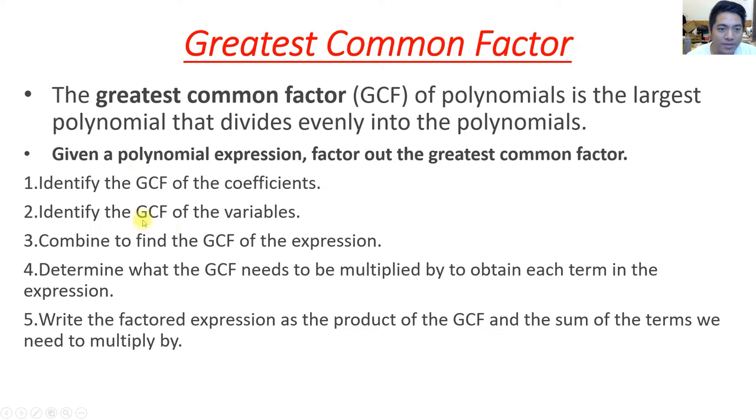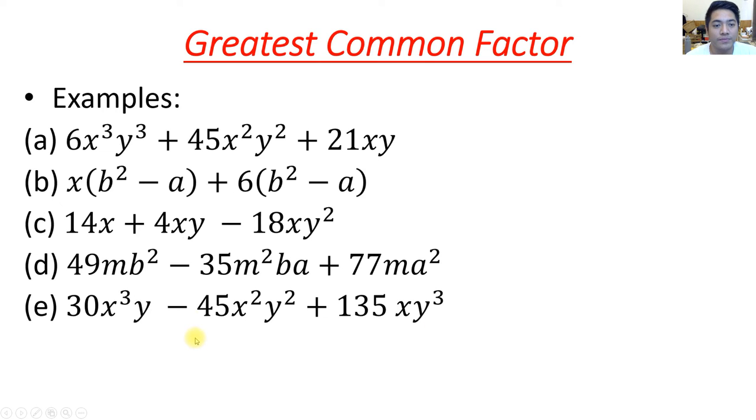So, here are the steps in factoring out the greatest common factor. We have to identify the GCF of the coefficients, identify the GCF of the variables, combine to find the GCF of the expression, and determine what the GCF needs to be multiplied by to obtain each term in the expression. And lastly, we write out the factored form as the product of the GCF and the sum of the terms we multiplied by. So in order for us to understand it better, we need to have examples.